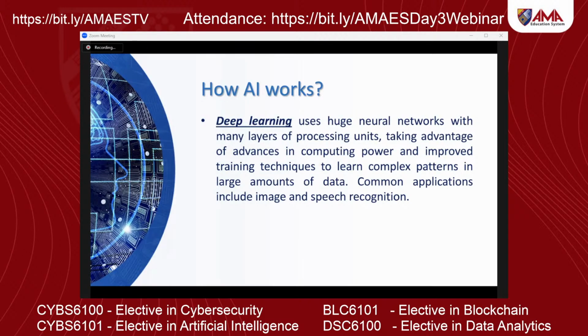Another subfield is deep learning. It uses huge neural networks with many layers of processing units, taking advantage of advances in computing power and improved training techniques to learn complex patterns in large amounts of data. Common applications include image and speech recognition. These are some of the major applications of deep learning.